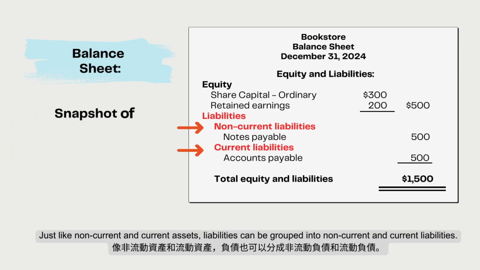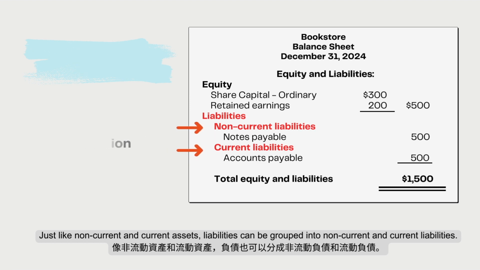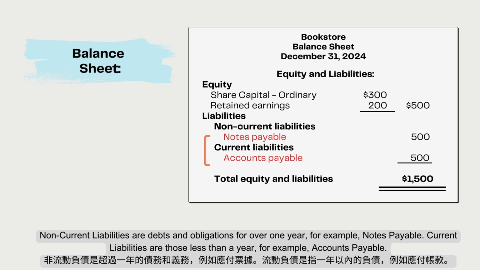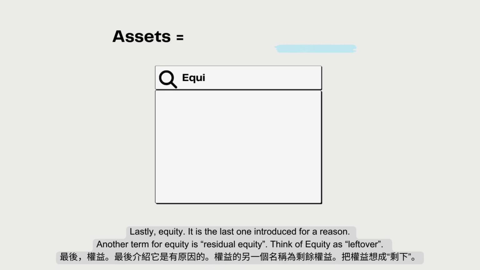Just like non-current and current assets, liabilities can be grouped into non-current and current liabilities. Non-current liabilities are debts and obligations for over 1 year. For example, notes payable. Current liabilities are those less than a year. For example, accounts payable. Lastly, equity.